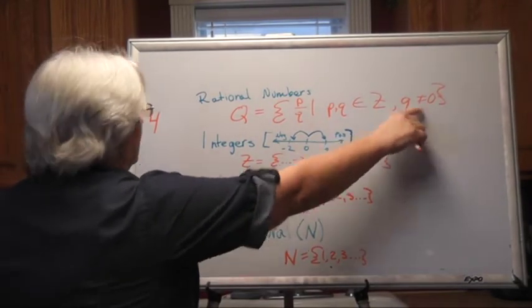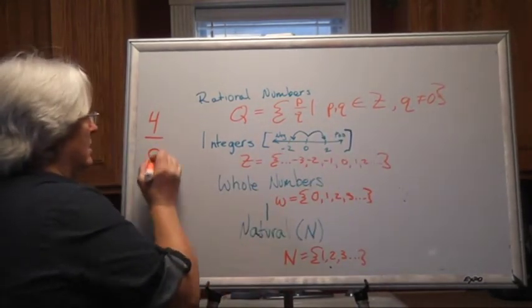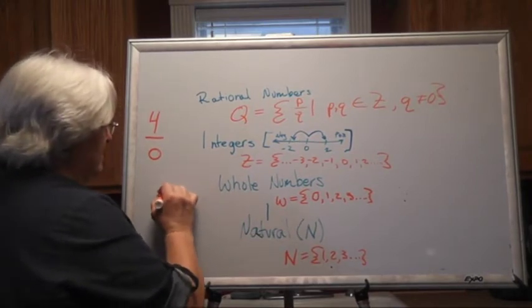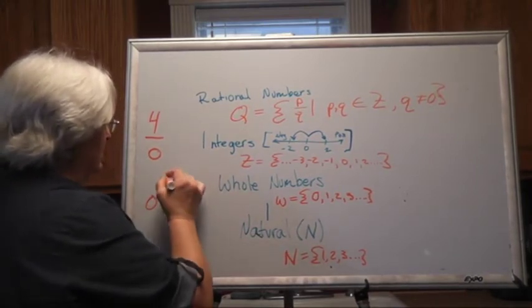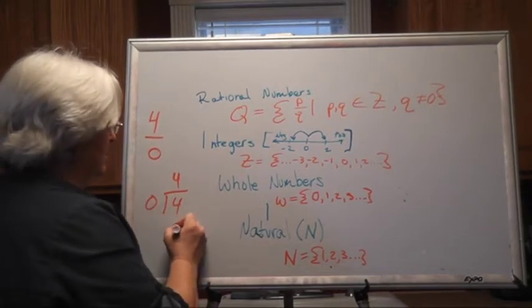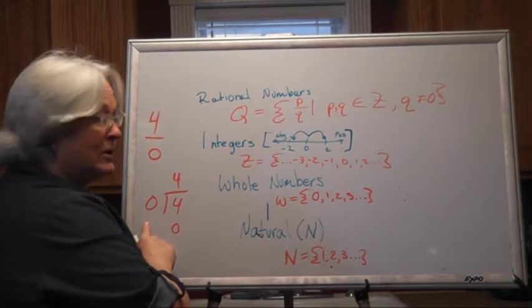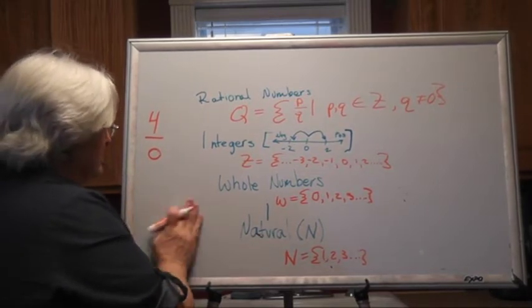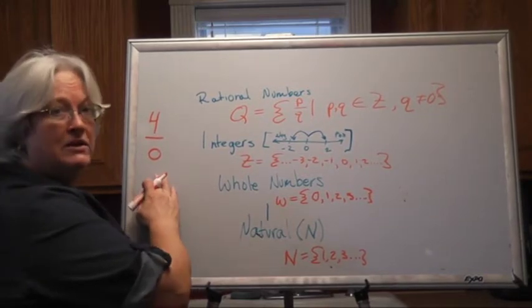And q can't be equal to 0. Remember, it's not possible to divide anything by 0. Let's just say 4 divided by 0. If we tried to put 4 times 0 is what? 0. Anything times 0 is equal to 0. So it is not possible, it's illegal, to divide by 0.